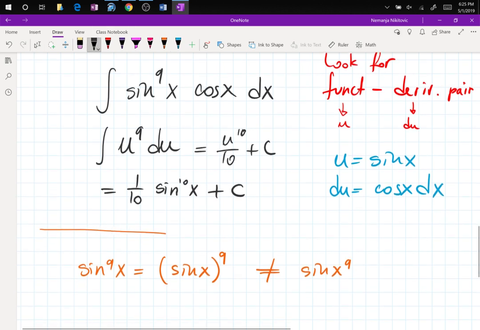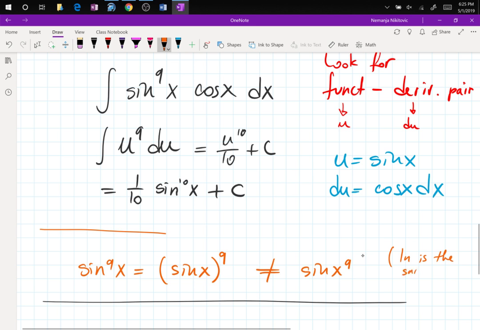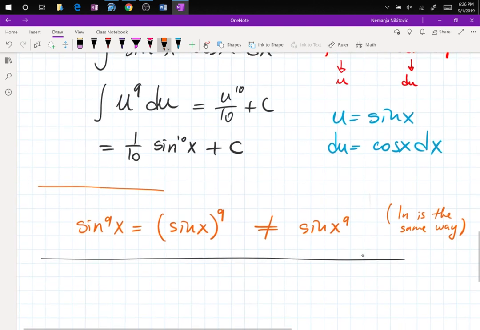So I'm just going to leave that there and move on. Oh, I'm going to actually add something in parentheses. ln is the same way. Because you are going to see ln squared, ln cubed, ln to the 5th. Right? So it works the same way. Okay.